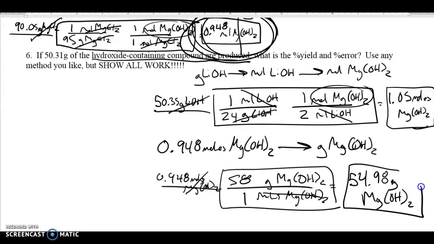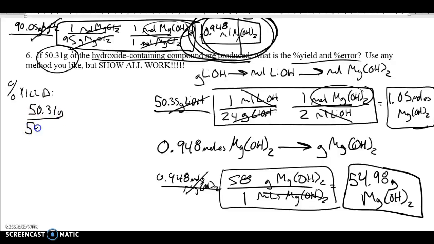That's what gets formed. All right, now the question is, what's the percent yield and error if 50.31 grams are actually made? So percent yield, take what actually got made, 50.31 grams, divided by what should have been made, 0.98 grams, multiply that by 100%. We find out the percent yield equals 91.51% yield. That's pretty good. Not perfect, but not bad.